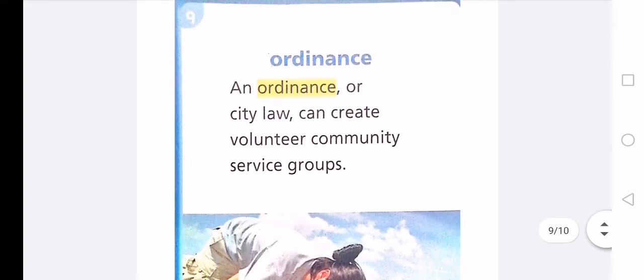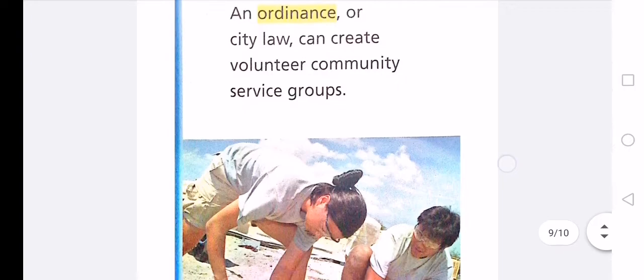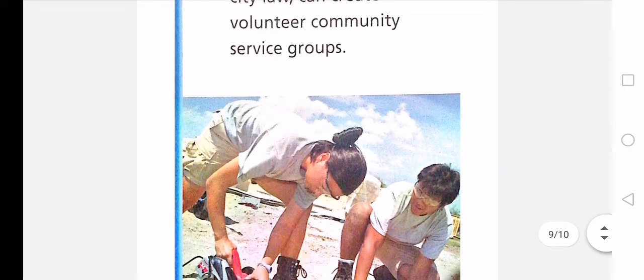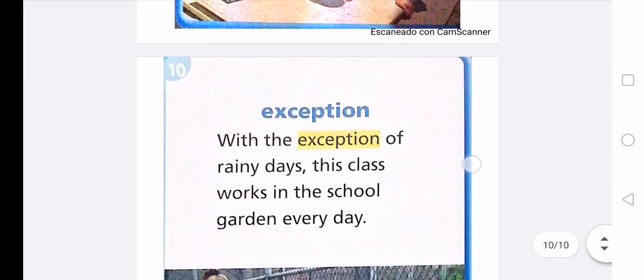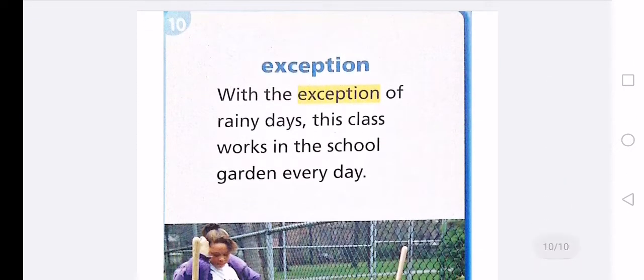Number 9, ordinance. An ordinance or city law can create volunteer community service groups. So another word for ordinance is city law. Ordinance is all the laws in a community that you must follow, that you must obey. And in this case, this law helps create volunteer groups to help other people. That is the law.